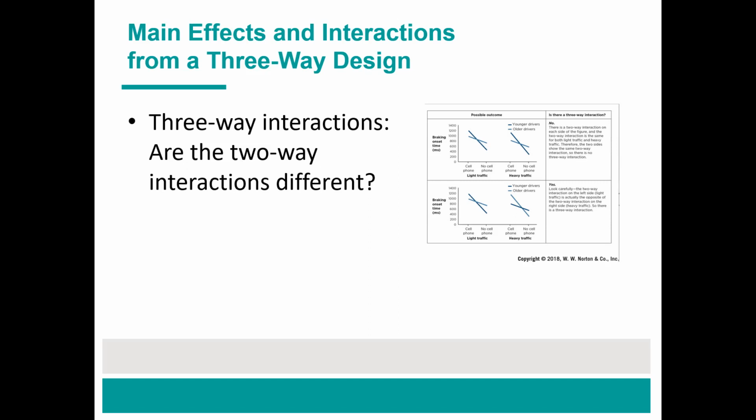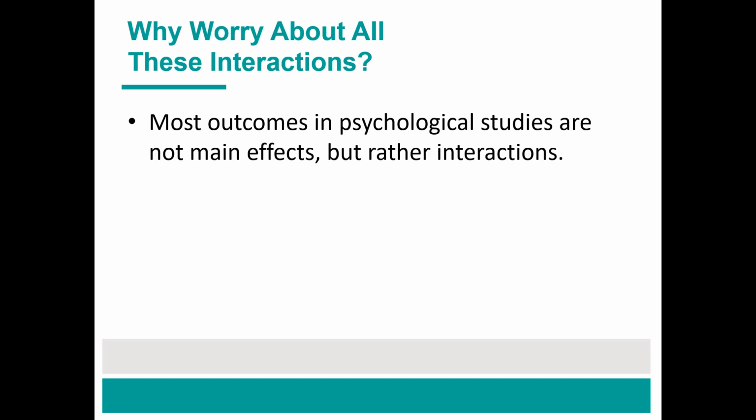Since these change or are different at the two levels of our third independent variable, traffic level, there is a three-way interaction present. You may be asking yourself, what is the point of all these interactions? Or why do we even need to bother focusing on them when the main effects are giving me clear and concise information on what a variable is affecting?